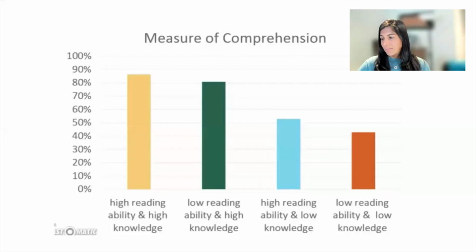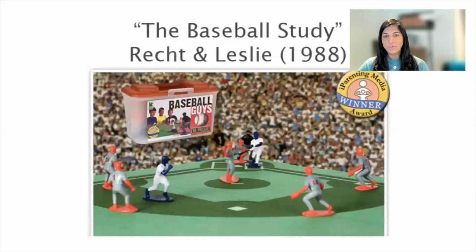So I think it's just a really fascinating study. So pretty cool. And you can see that the high reading ability and high baseball knowledge group was first, followed by the low reading ability and high baseball knowledge group. And again, the reason this particular study became so famous is because it demonstrated just how important background knowledge or prior knowledge is to reading comprehension. The students who knew baseball were better positioned to figure out what's happening, and the ones who didn't were not able to do that, even though they were better readers.